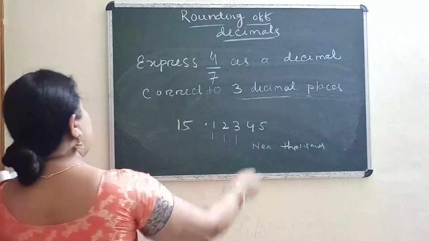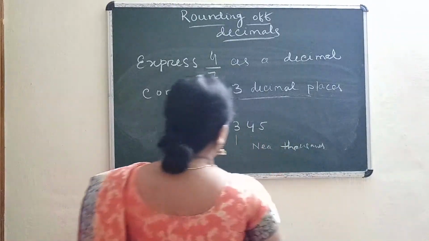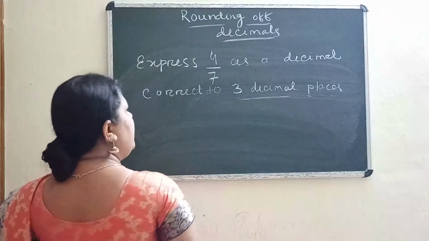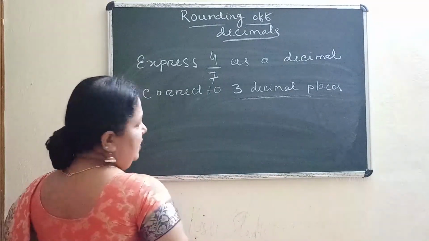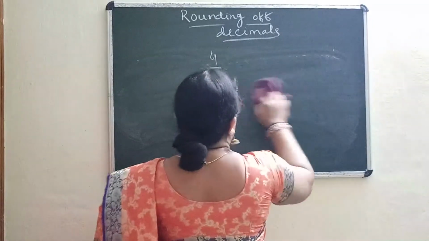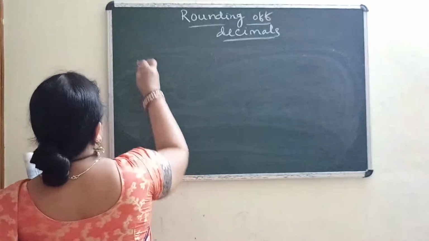Okay, the answer will be to the nearest thousandth. So the question is: convert the fraction 4/7 into a decimal correct to 3 decimal places. So what will you do, children? You have to divide this up to 3 decimal places.